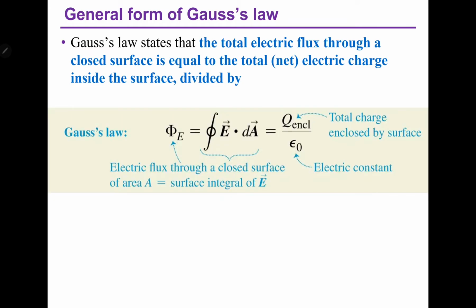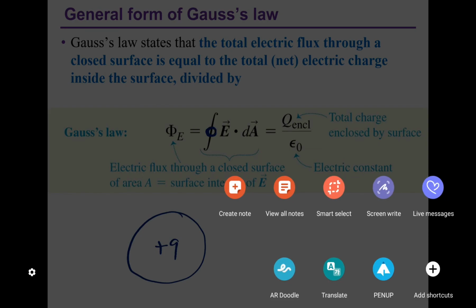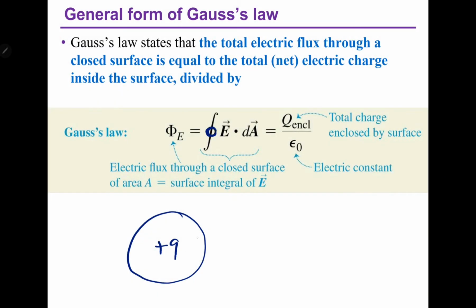So this one, right? Electric flux through a closed surface. This symbol right here indicates the closed surface, right? Right here, charge Q is here, plus Q. It could be negative Q also. Anything will work.